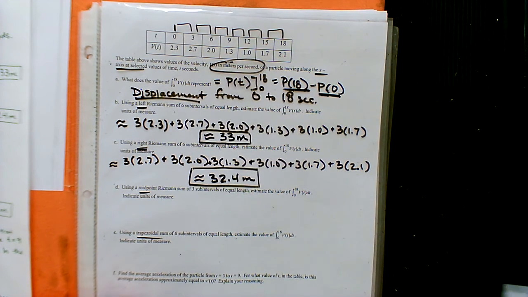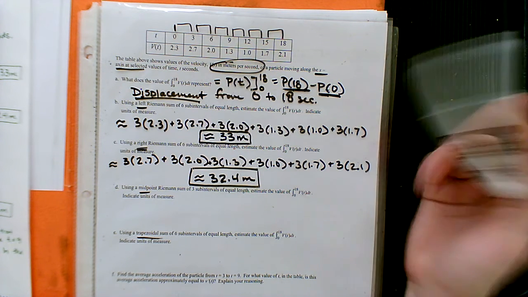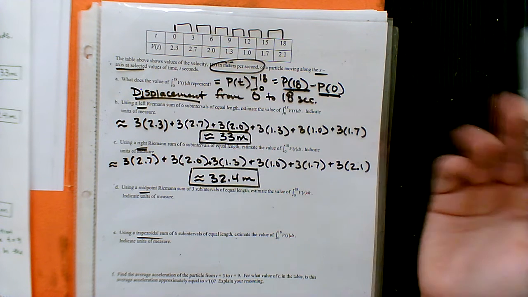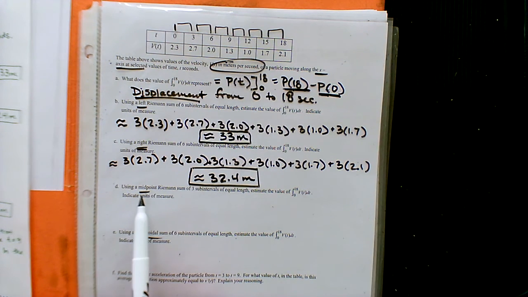It would be wonderful if we knew the behavior of this velocity graph. Like, is it concave up, concave down, increasing, decreasing at some spots? If we knew that information, we could probably determine if these are over or under estimates. But for right now, we'll just take them at face value and say that they're an approximation.